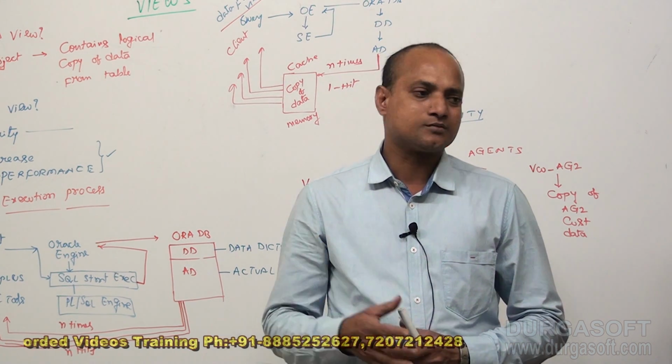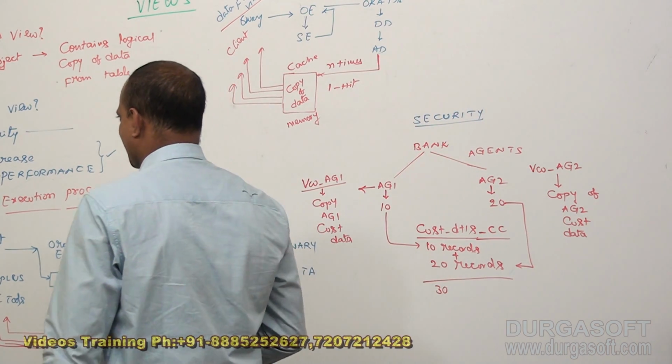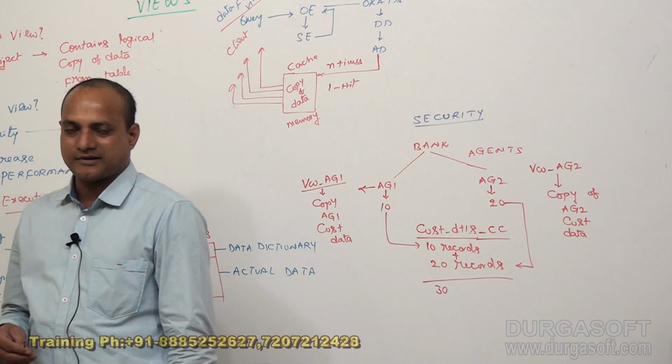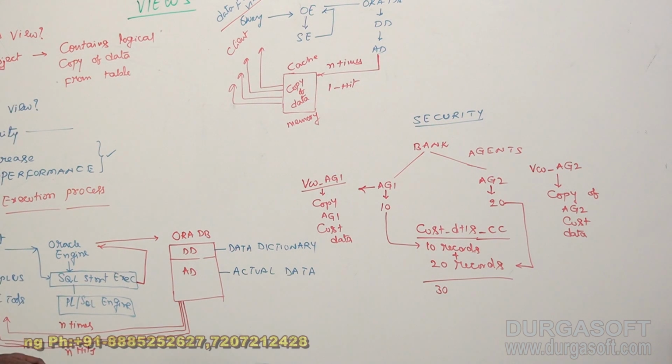I think you got my point. Views at some level provide security, and they increase database performance. So this is the complete scenario. Please check once, then I will come back and show you how to create a view and what the types of views are.